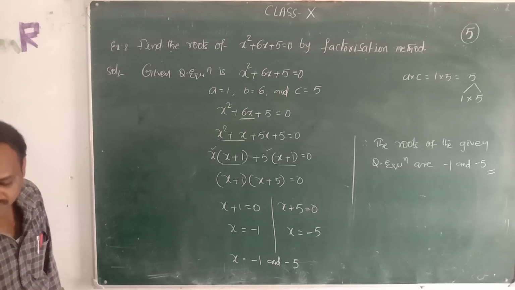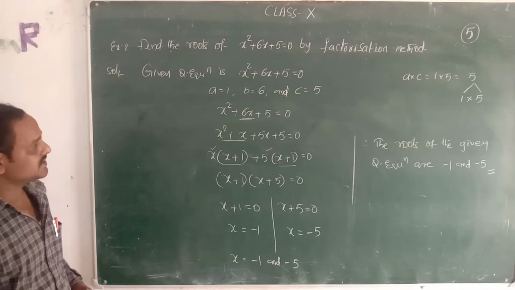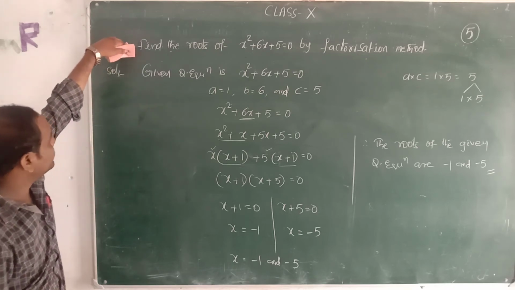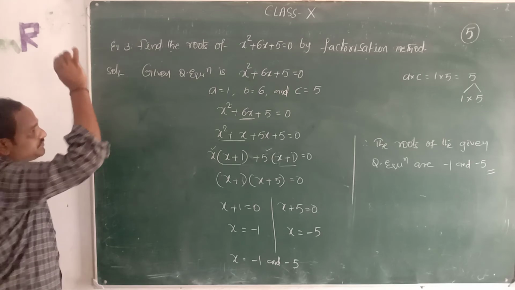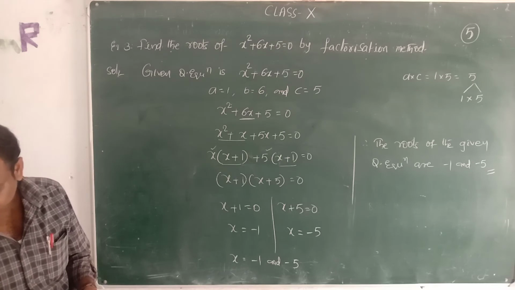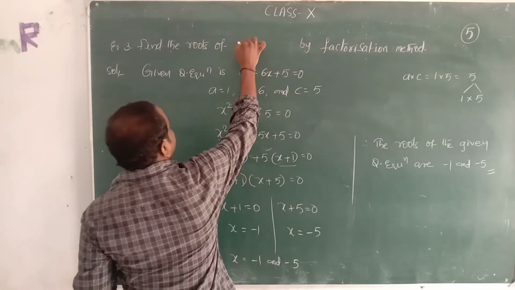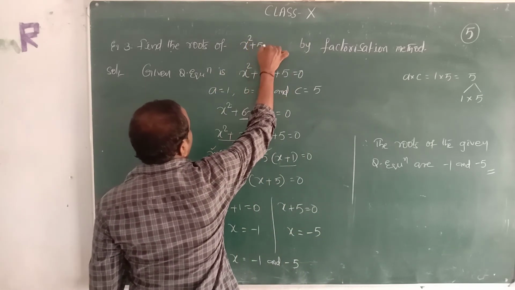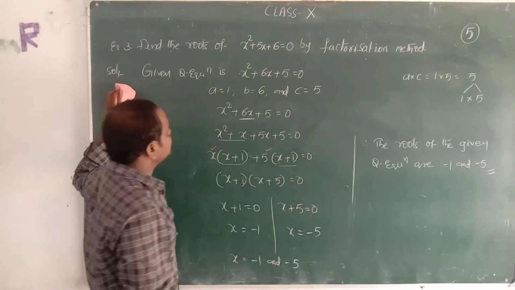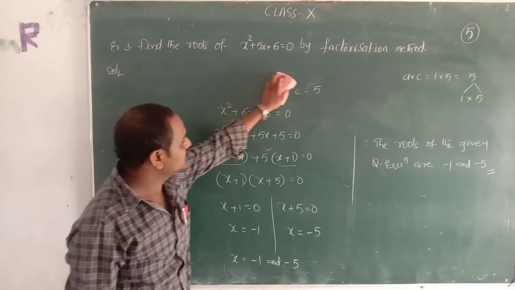So this is the way of finding the roots of a given quadratic equation by using the factorization method. Did you understand? Right now, I will give you one problem. You can do it yourself. That is example 3. Find the roots of x square plus 5x plus 6 is equal to 0 by using factorization method. So do that.